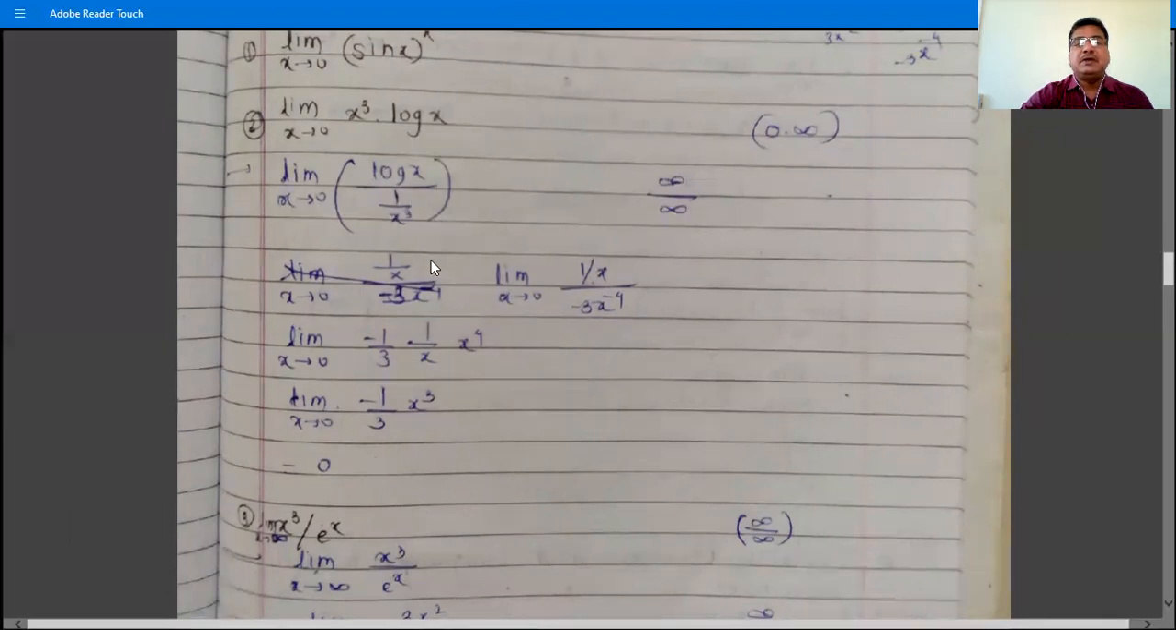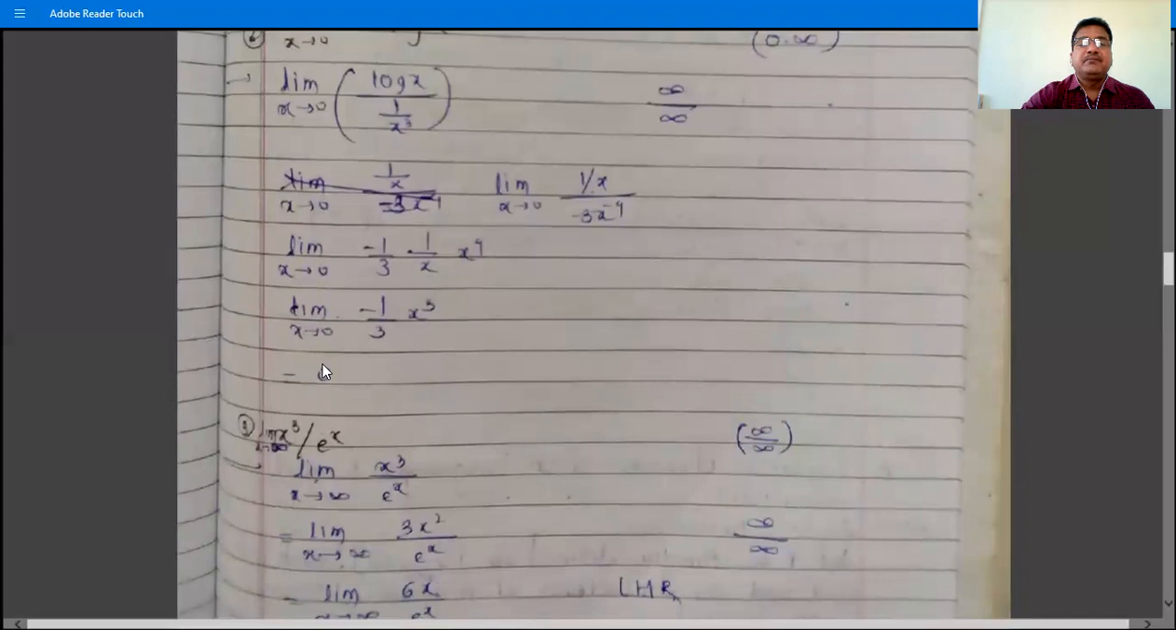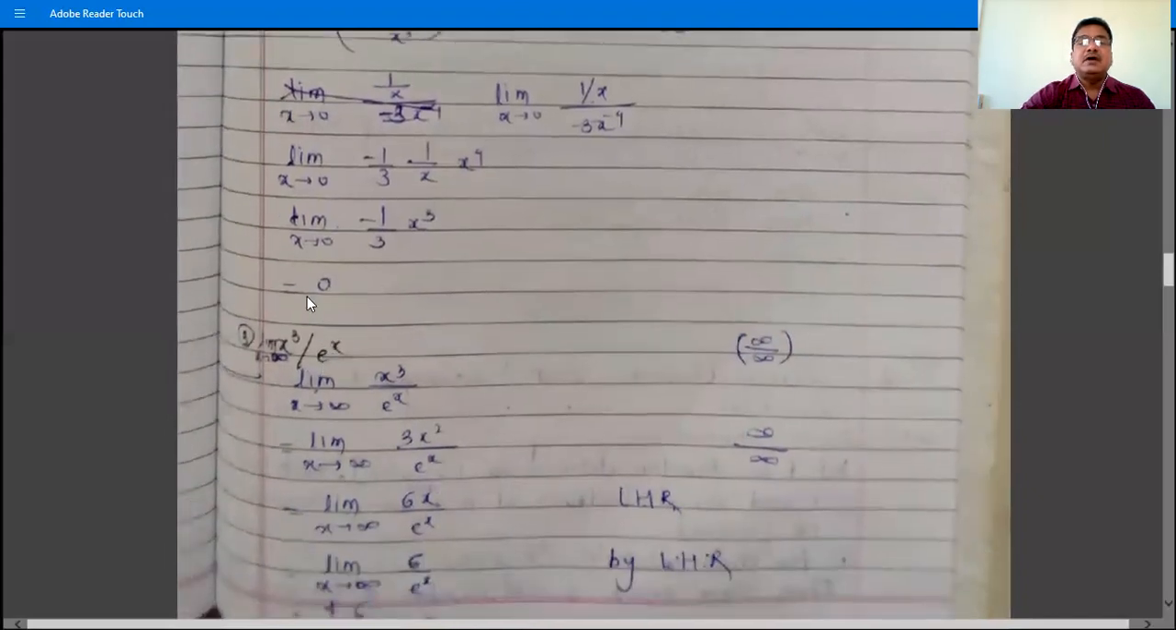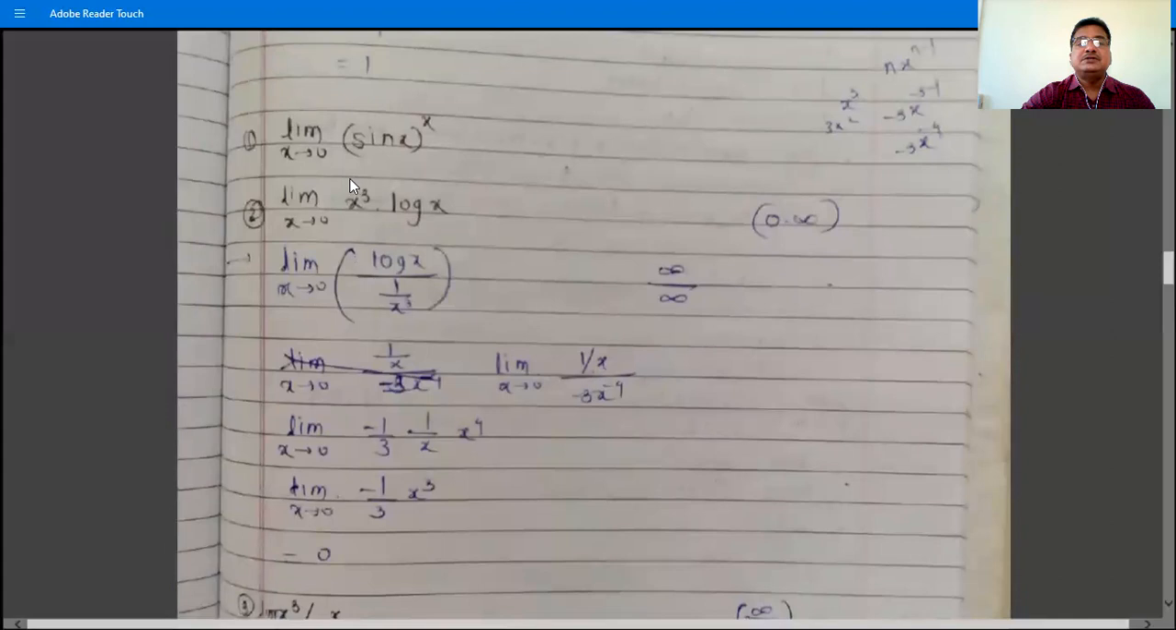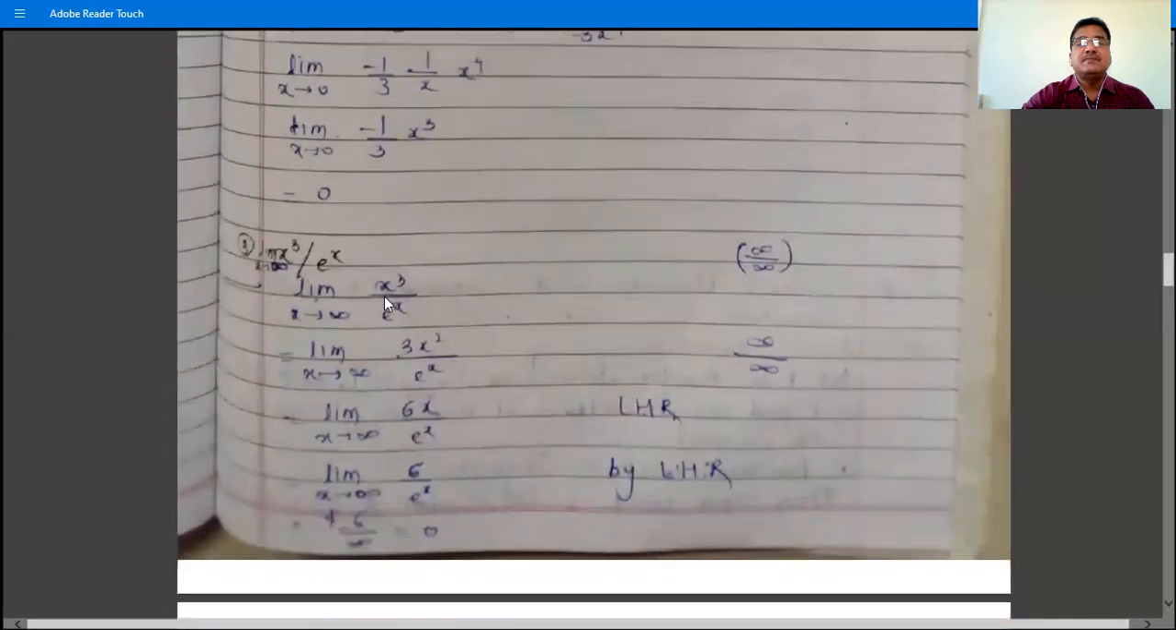The next step is what? Limit x tends to 0, log x, derivative is 1 by x, and derivative of 1 by x cubed means x raised to minus 3. And its derivative is minus 3, x raised to minus 3 minus 1 means minus 4. And then its simplification, minus 1 by 3 divided by x raised to minus 4 means into x raised to 4 into 1 by x. So we have minus 1 by 3 x cube. And if we substitute x as 0, then we have the 0 answer. So the answer of this problem, x cube into log x, is 0.